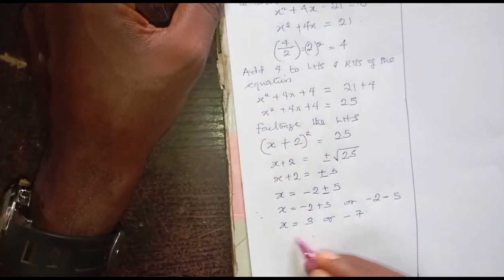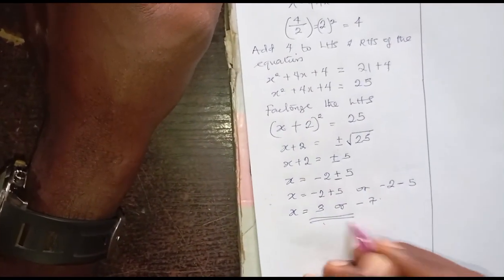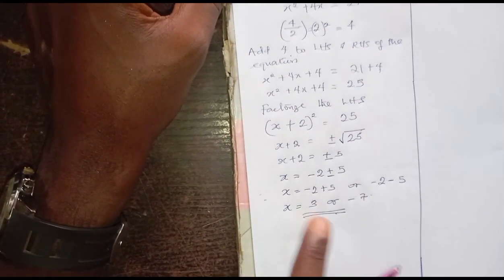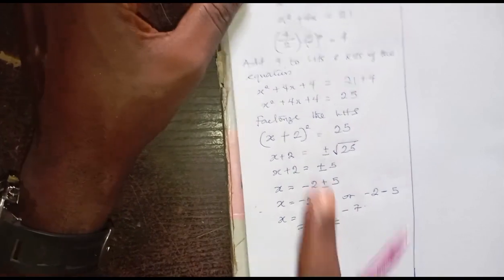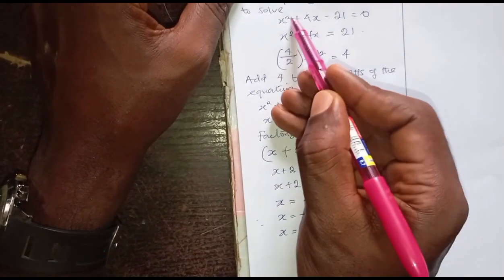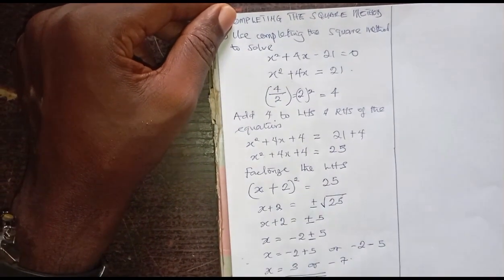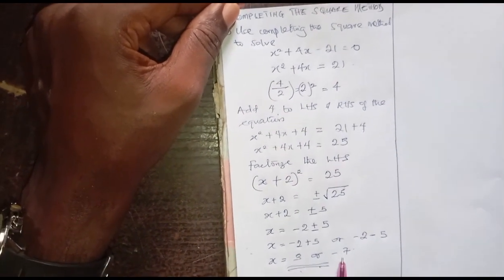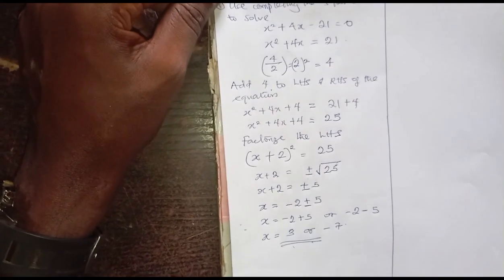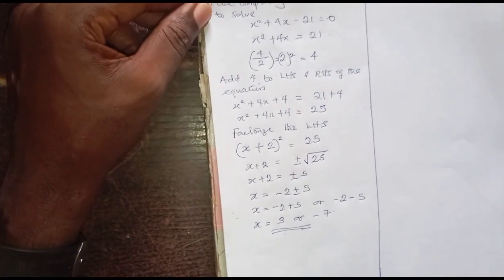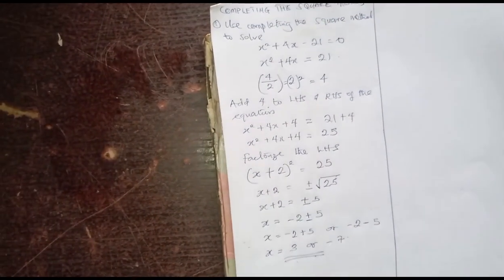Okay, so these are my values of x, which are the roots of this equation. Now, the reason why we are having two values of x is because in our equation, the highest power of x is what? 2. So therefore, you must get two values of x, which is the positive 3 and a negative 7. Okay, so this is how to use the completing the square method to solve a quadratic equation.